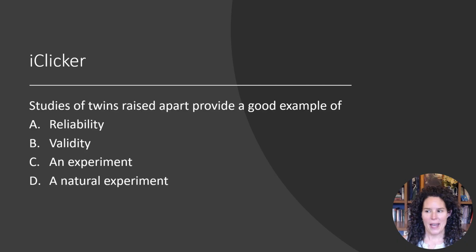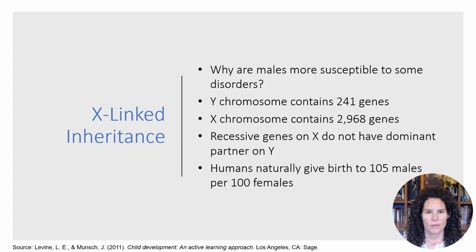Okay, I'm taking you back with this question to research methods in Chapter 1. Studies of twins raised apart provide a good example of what? In this case, it's a natural experiment, right? Because it's naturally occurring groups. You can't randomly assign people to be identical twins or fraternal twins or not.